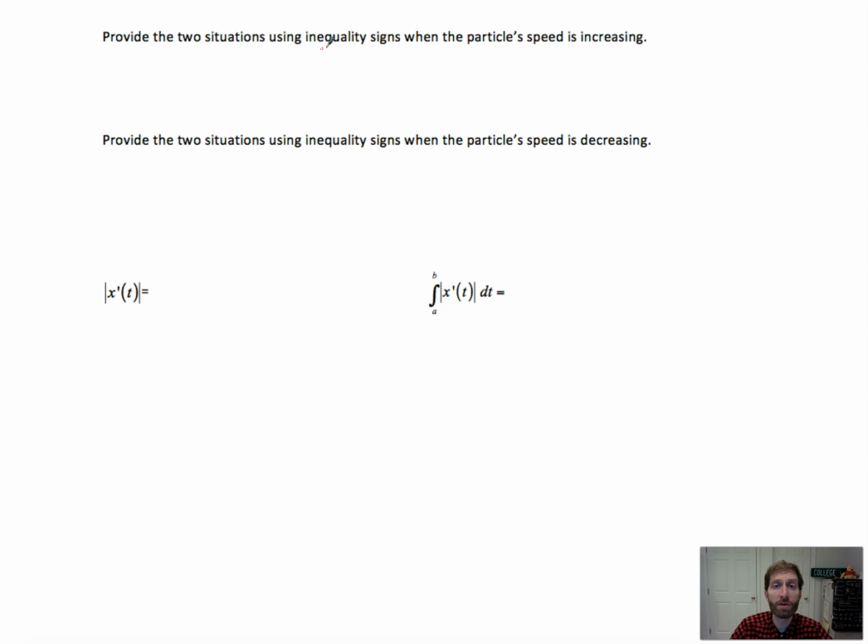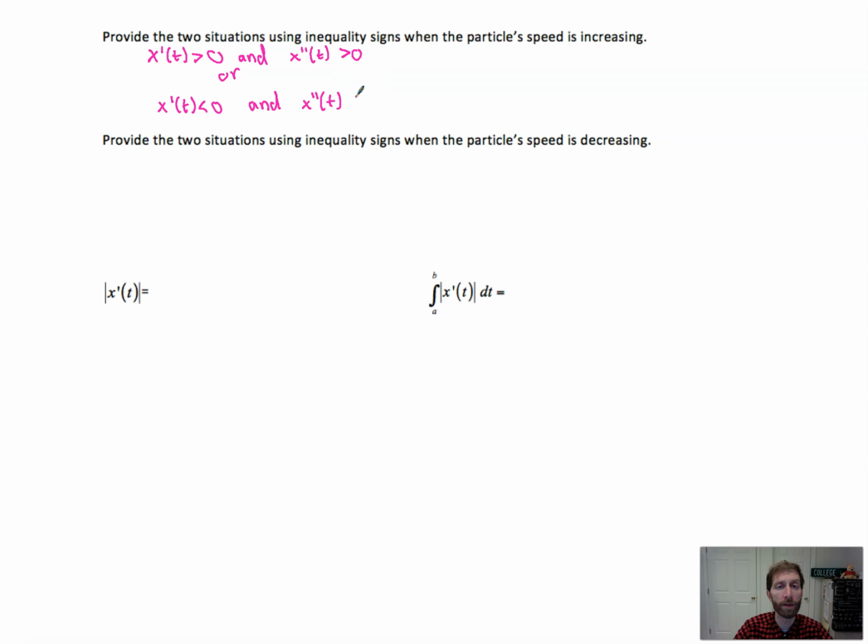Provide the two situations using inequality signs when the particle's speed is increasing. So speed is increasing when the sign of velocity and acceleration is the same. And to go over the why behind that, you'll want to check out everything in chapter 3 earlier in this calculus journey that we've been on together. So that would be x prime of t is greater than 0, and x double prime of t, that's the acceleration, is greater than 0. Or it could be that they're both negative. x prime of t is less than 0, and x double prime of t is less than 0.